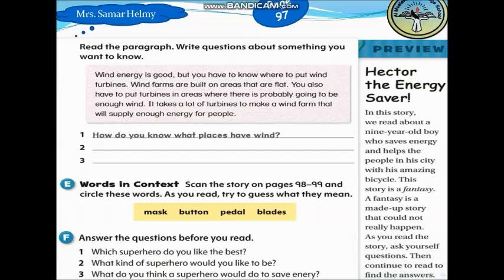Now let's get back. Focus with me, please. Wind energy is good, but you have to know where to put wind turbines. Wind farms are built on areas that are flat. You also have to put turbines in areas where there is probably going to be enough wind. It takes a lot of turbines to make a wind farm that will supply enough energy for people.